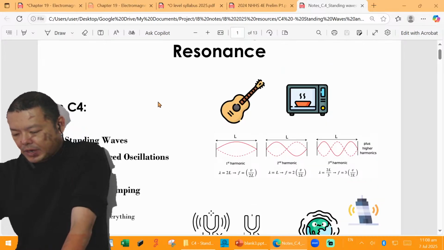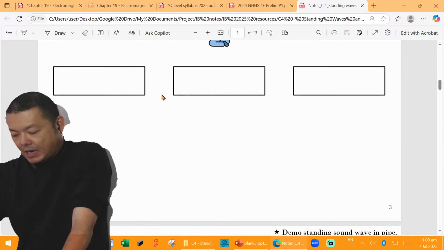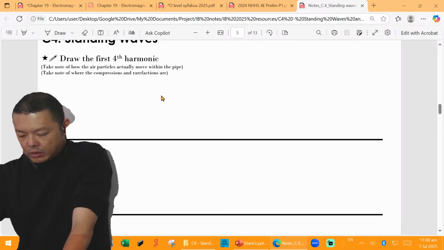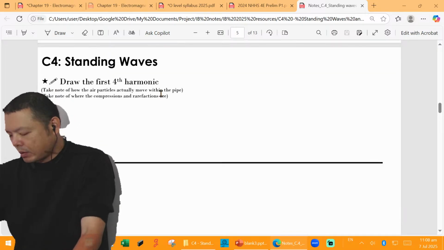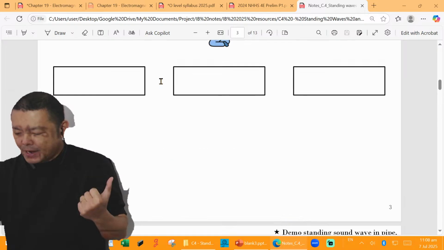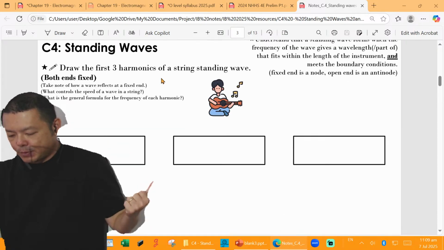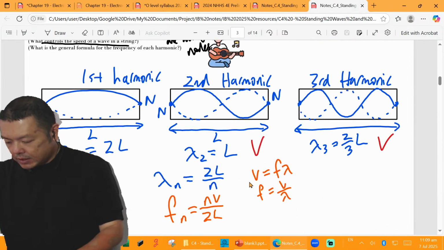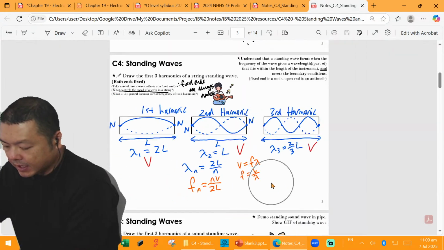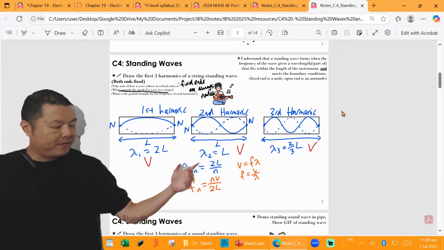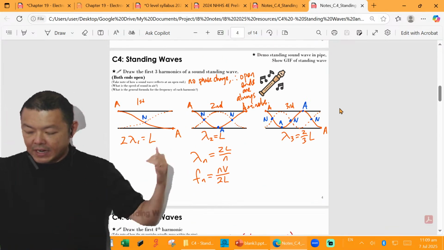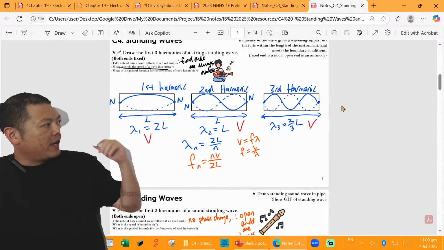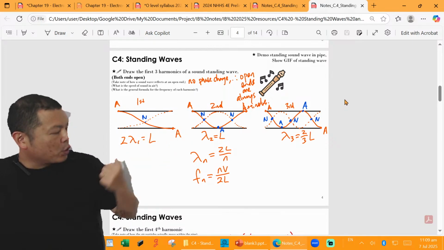So last lesson we went through standing waves, and we talked quite extensively about how to create them. I mentioned there's a slight difference between the string wave and the sound wave, because the string wave has both ends fixed, while the sound wave has both ends open.